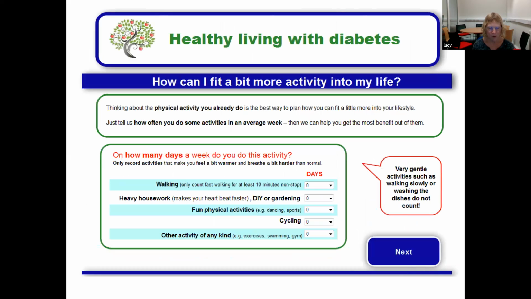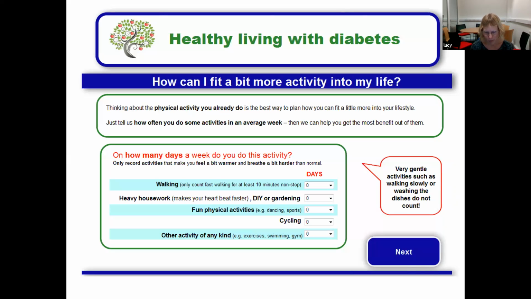So you'd say, how many days a week did you do this activity? And we've got all these instructions like only record activities that make you feel a bit warmer and breathe a bit harder. Walking, only count fast walking for at least 10 minutes non-stop. Heavy housework that makes your heart beat faster. We actually had to say very gentle activities such as walking slowly or washing the dishes do not count.